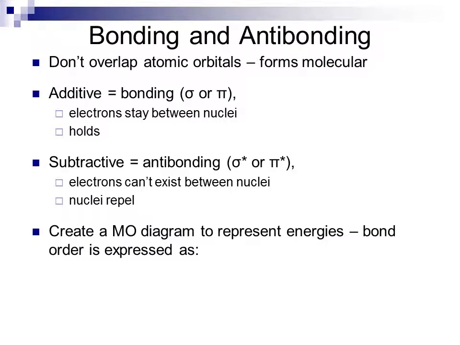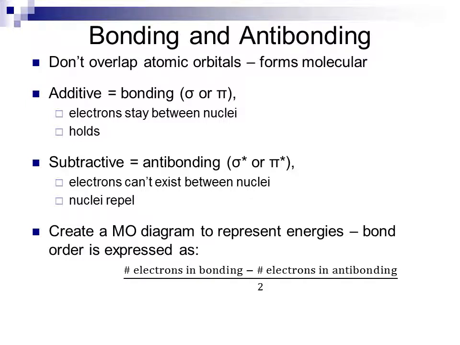When we look at these combinations, we can create what we call a molecular orbital diagram to represent the different energies of the molecular orbitals. And from these diagrams and the way we fill in electrons, we can calculate a bond order: single bond, double bond, triple bond. Bond order is determined from the equation whereby the number of electrons in bonding orbitals minus the number of electrons in antibonding orbitals divided by 2 gives us our bond order.